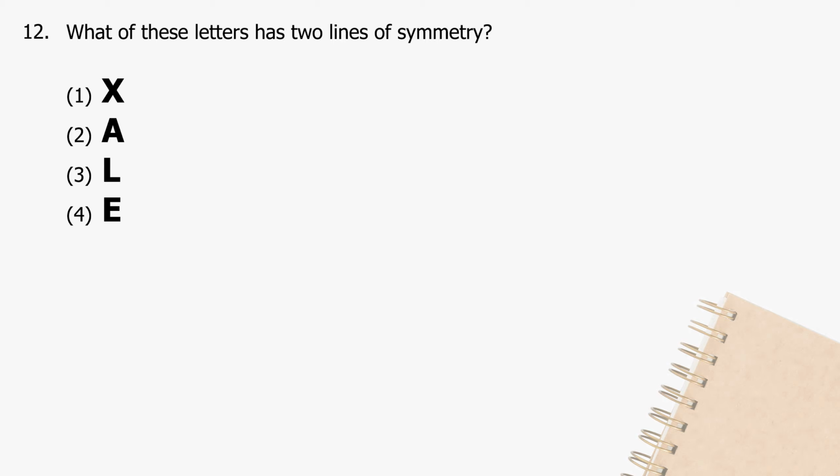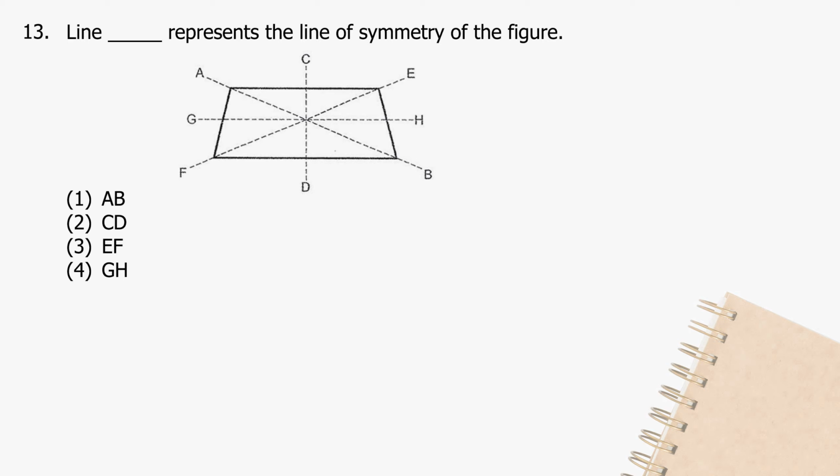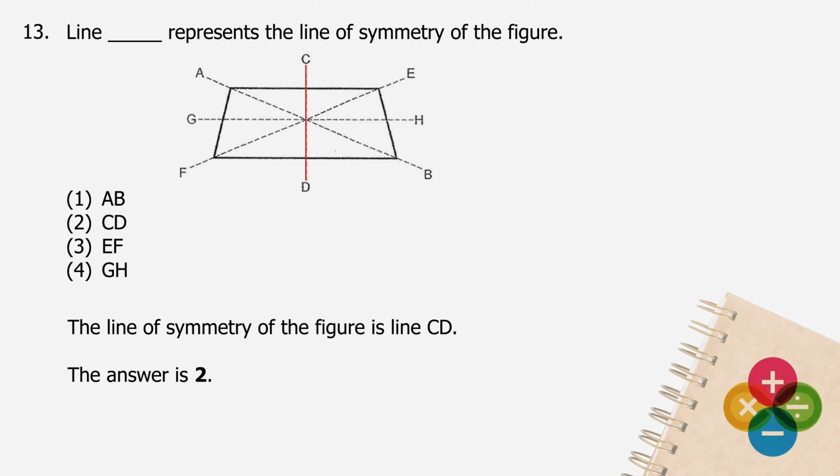Question 12. Which of these letters has 2 lines of symmetry? The letter with 2 lines of symmetry is X. The answer is 1. Question 13. Line blank represents the line of symmetry of the figure. The line of symmetry of the figure is line CD. The answer is 2.